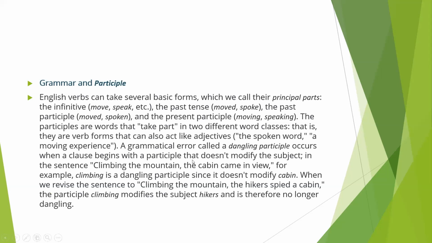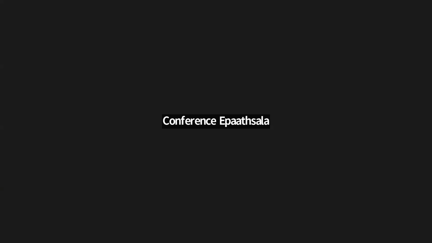A grammatical error called a dangling participle occurs when a clause begins with a participle that does not modify the subject. So in the sentence "Climbing the mountain, the cabin came into view," for example, climbing is a dangling participle since it does not modify cabin. When you revise it to "Climbing the mountain, the hiker spied a cave," the participle climbing modifies the subject hiker, and there is no longer a delay. So basically, one verb has different forms, and you have to understand them.